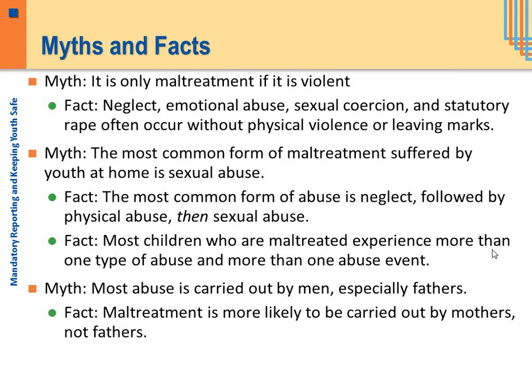Another myth is that the most common form of maltreatment suffered at home is sexual abuse, and as we mentioned, it's actually neglect followed by physical abuse and then sexual abuse. Also, most children who are maltreated experience more than one type of abuse and more than one abuse event, and those who have experienced multiple types of abuse and events are most at risk for developing serious mental health disorders and co-occurring substance use disorders, as well as other medical problems.